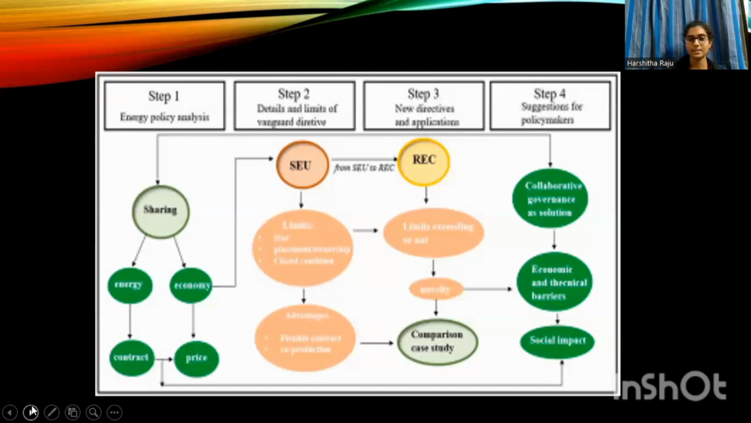Now we'll see what steps are included in this economic analysis after knowing these advantages. Step 1, we use the energy policy analysis. Step 2 is details and limits of the Vandergrid directive. Step 3 is the new directives and applications. And step 4 is the suggestions for the policymakers. These will all be shared by the energy economic contract and price, and it will be given to the SUE and REC. This will be given to the collaborative governance as solutions, and economic and technical barriers and the social impact.